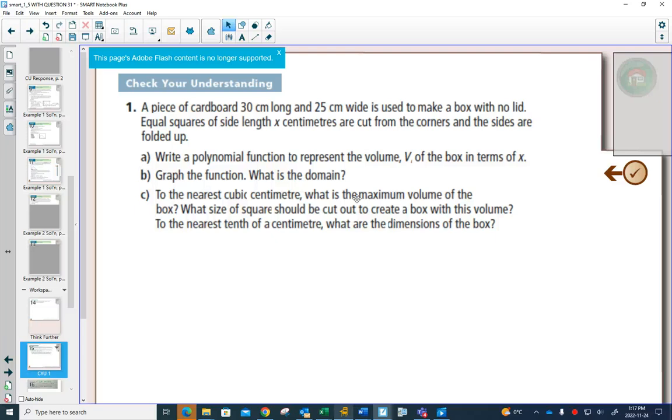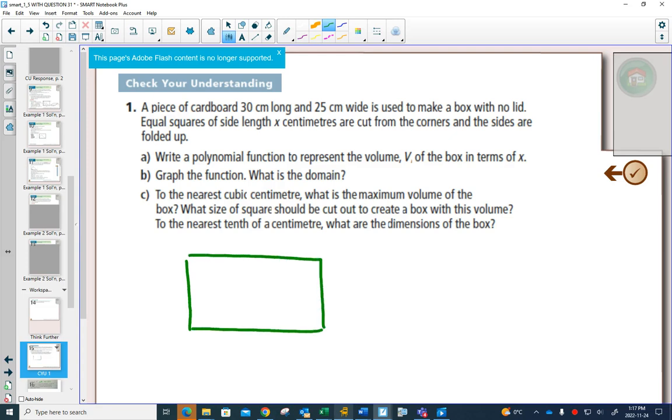So what they are saying here is the same idea that we did with the peak. A piece of cardboard 30 centimeters long and 25 centimeters wide. So we start with that. We can draw that out. We start with 30 here and 25 here.